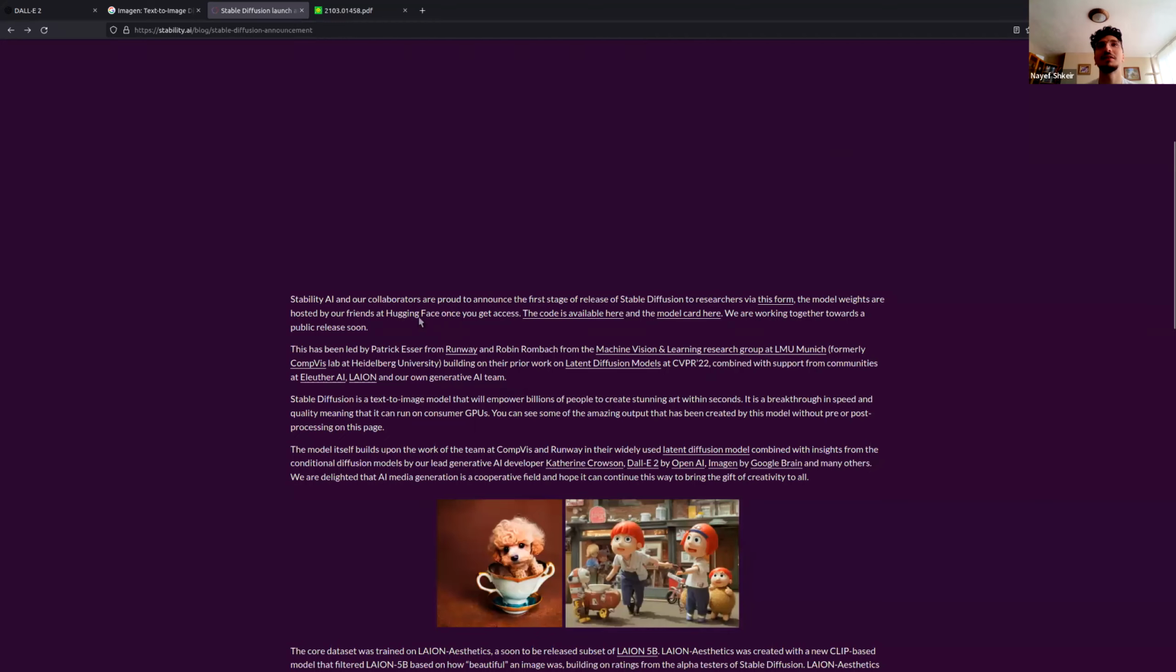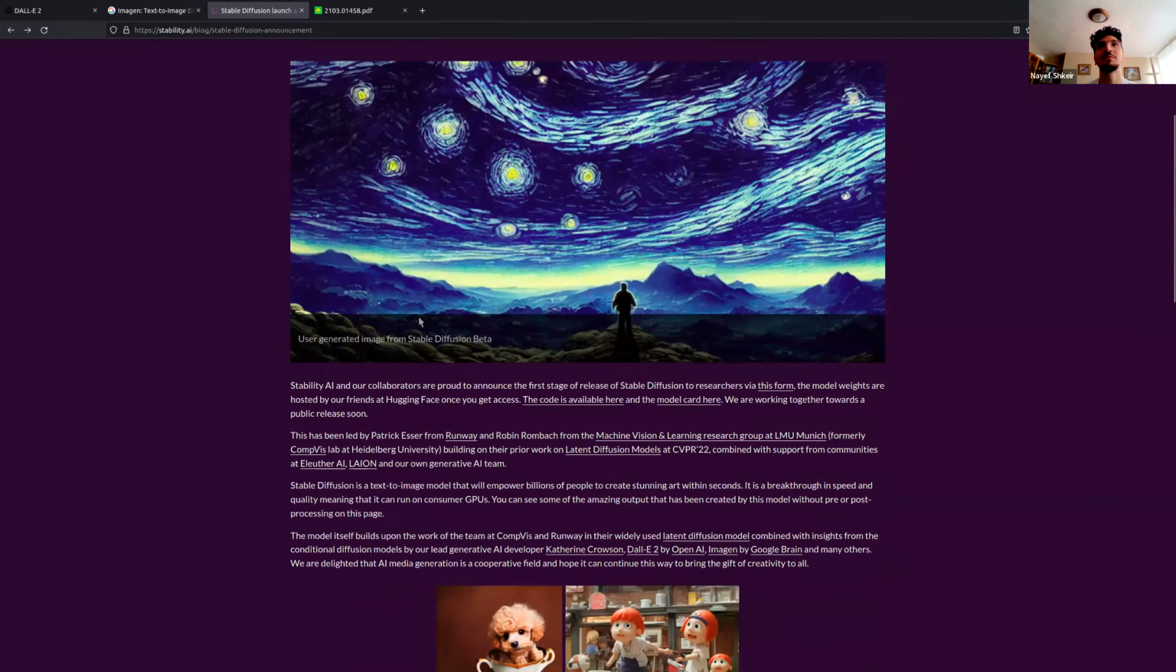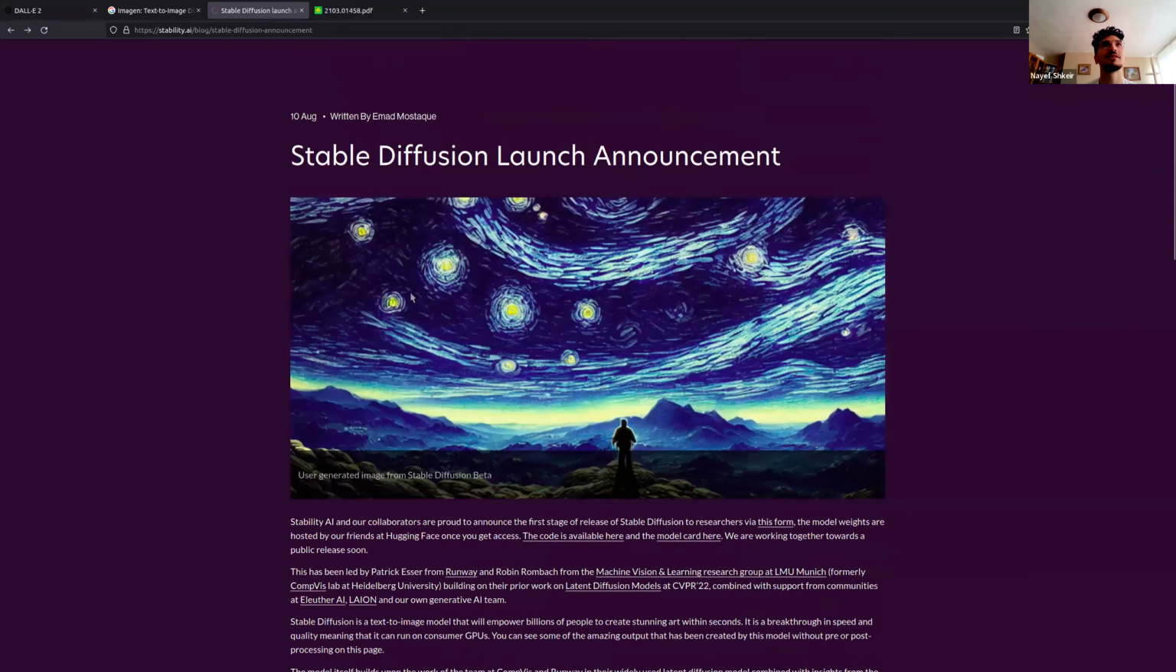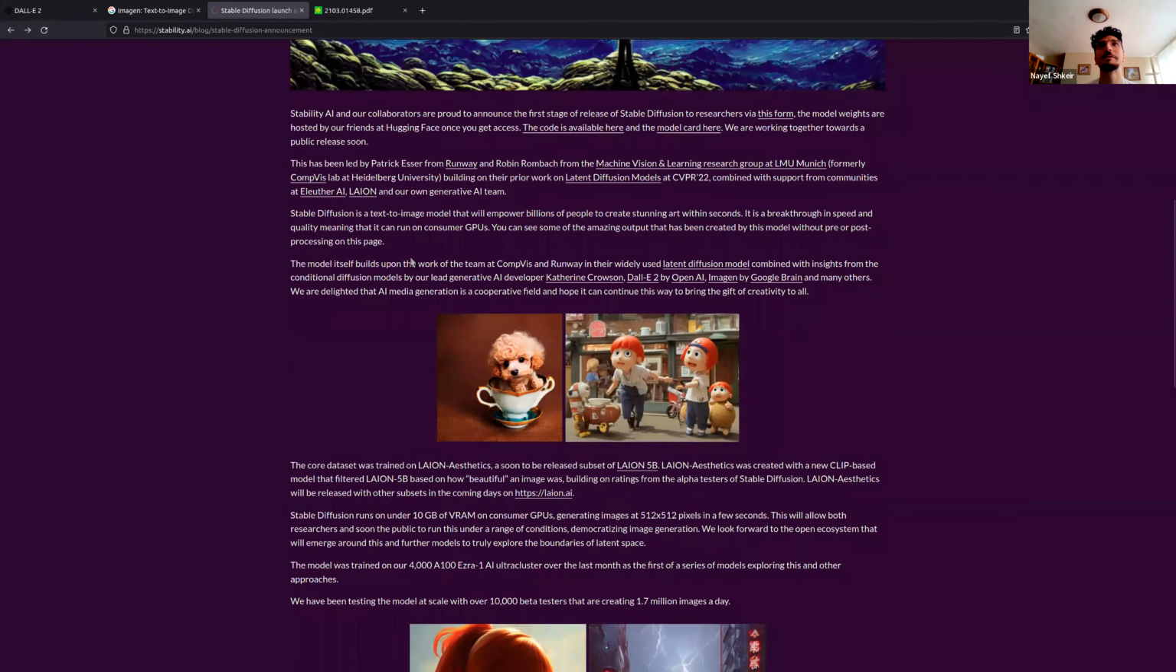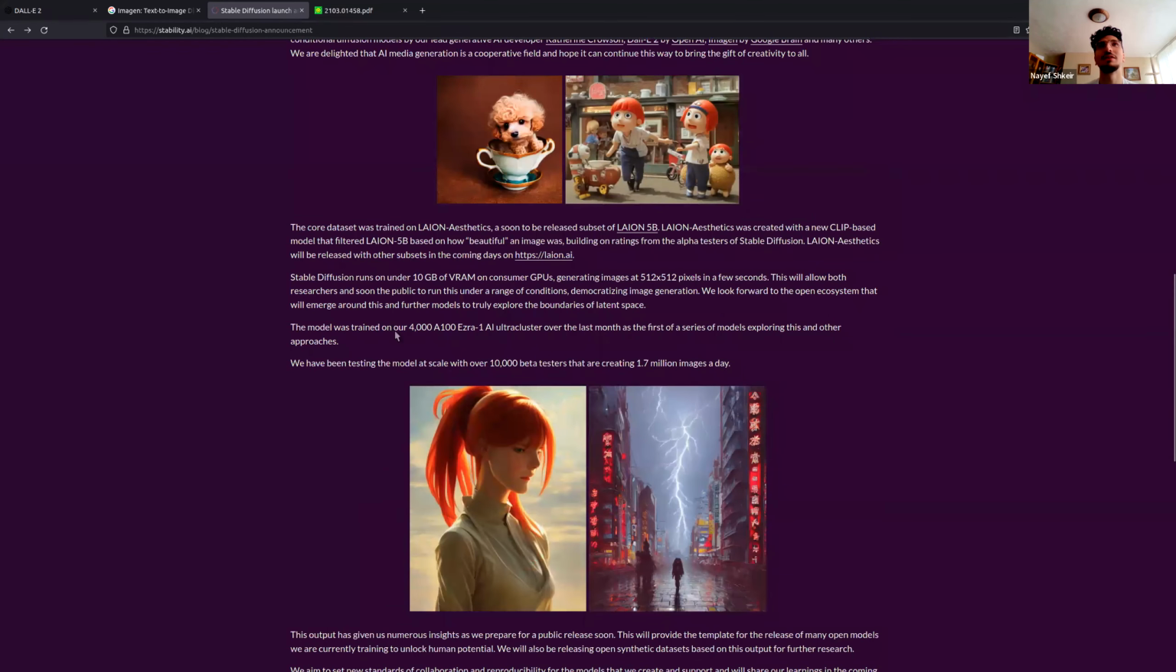And then there are other groups, like Stable AI. This is pretty recent, I think, just a couple months ago. And again, they were doing image generation from text.